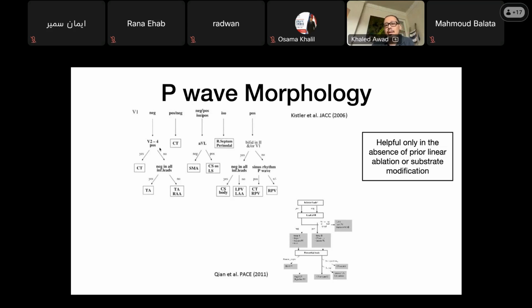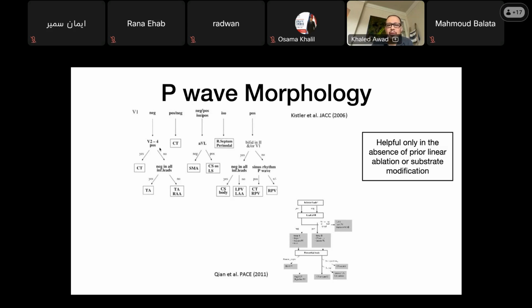This is a pattern that we probably need to remember, and remember very well. The reason is there's a lot of talk now about left atrial appendage triggers, left atrial appendage tachycardias, isolating the left atrial appendage. You have to be able to identify that pattern of left atrial appendage P wave morphology.